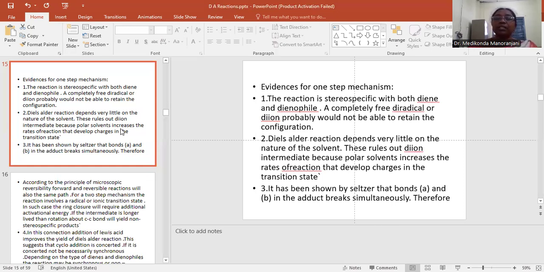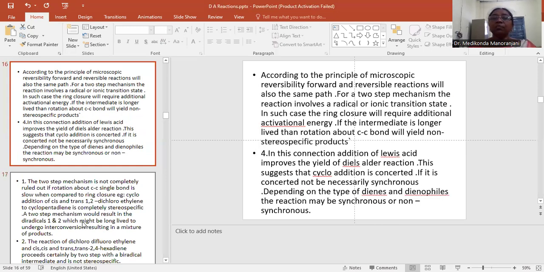It has been shown by Seltzer that bonds A and B break simultaneously in the adduct. Therefore, according to the principle of microscopic reversibility, forward and reverse reactions will also follow the same path. For a two-step mechanism, the reaction involves a radical or ionic transition state. In such case, the ring closure will require additional activation energy. If the intermediate is longer lived, then the rotation about the C-C bond will yield non-stereospecific products.